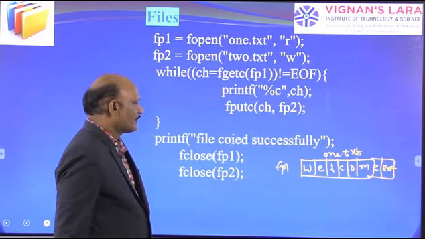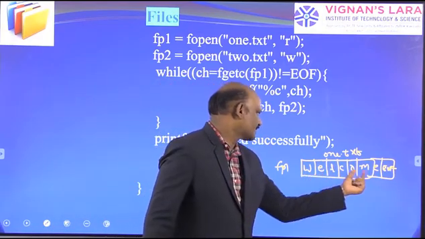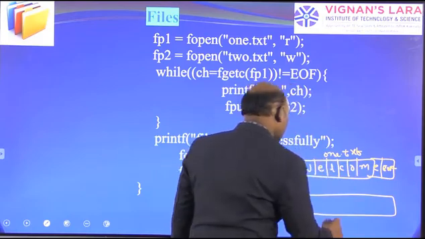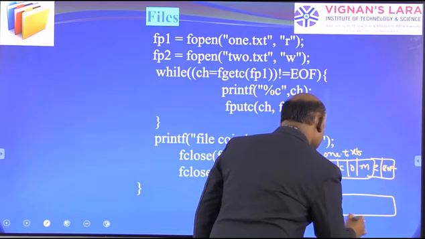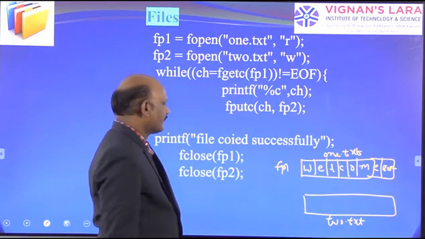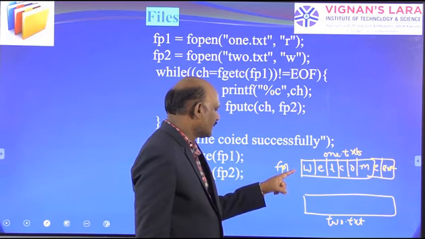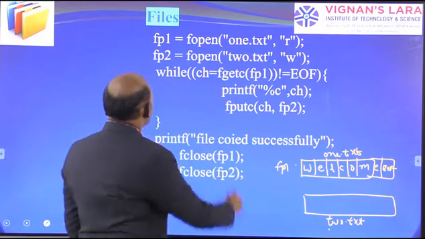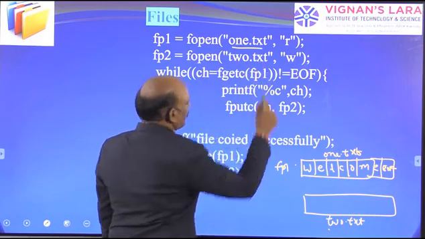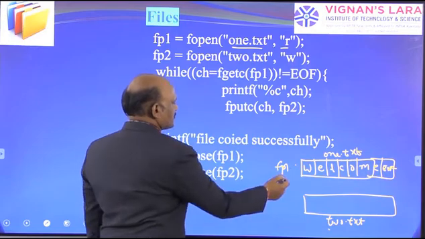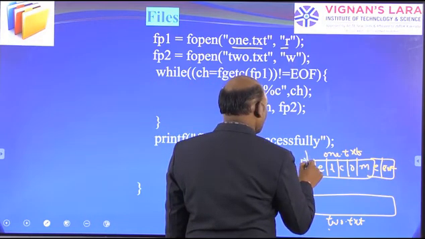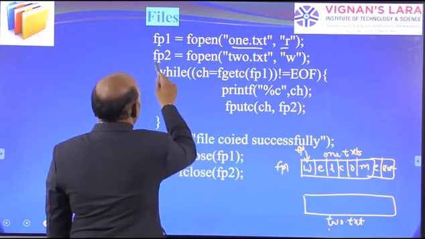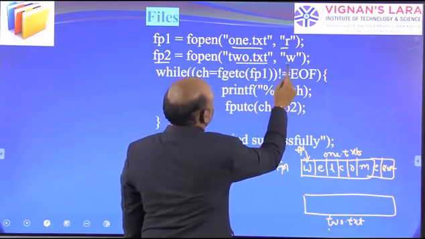Now I want to copy the contents of the 1.txt file into 2.txt file. That means first I open the first file in reading mode, then the second file in writing mode. First, fp1 is equal to fopen of 1.txt, the mode is reading mode. Whenever we open it in reading mode, the file pointer points to the first character of the file. Next, for the second file, file pointer fp2, fopen of 2.txt, mode is w.